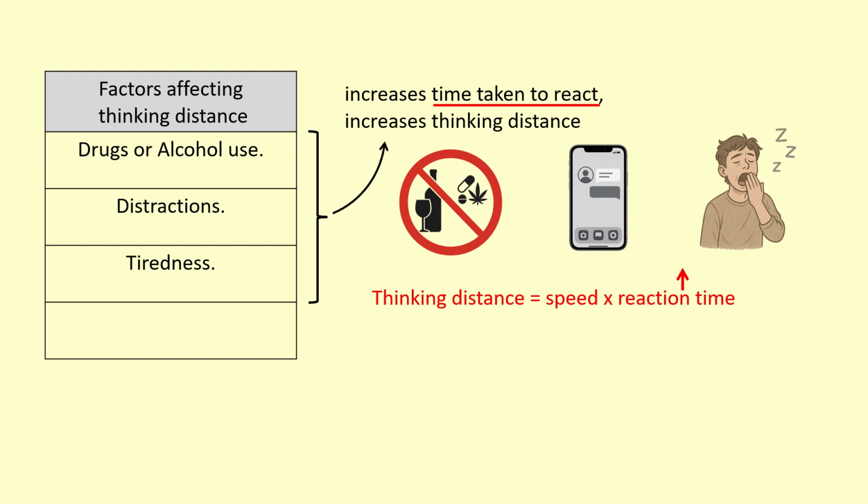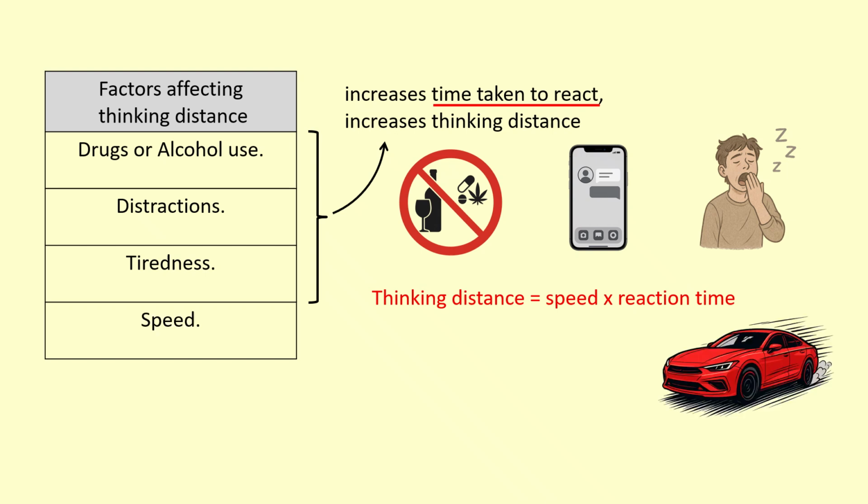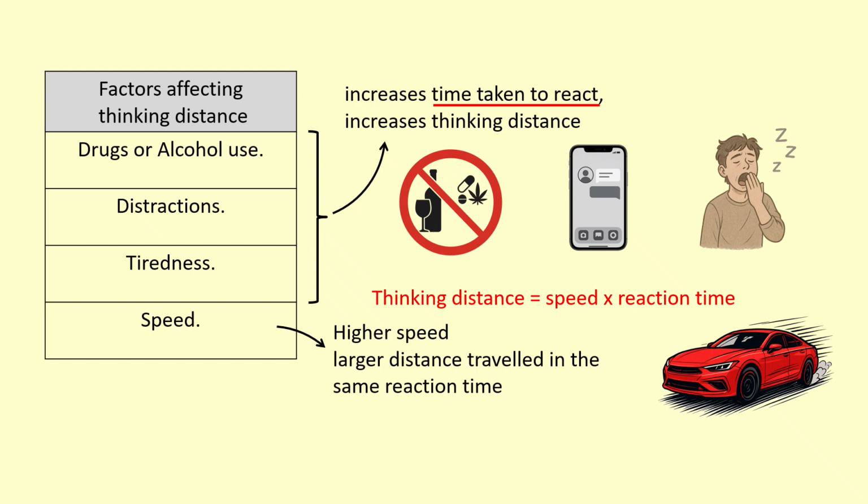Now if your reaction time is bigger on the right hand side, then so is your thinking distance going to be bigger. Now, the final factor that affects thinking distance is your speed. The faster you're going, the longer the car will travel during that same reaction time. So let's say you have a reaction time of 0.5 seconds. Well, if you're going faster, obviously it's going to travel a longer distance. So higher speed means a larger thinking distance.